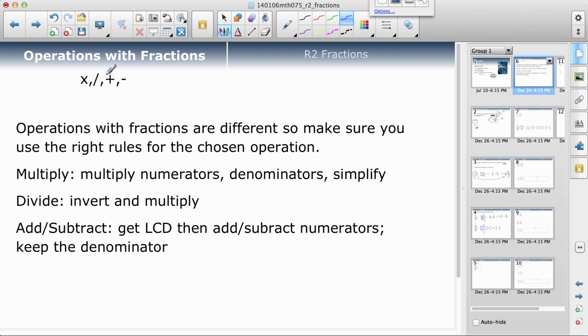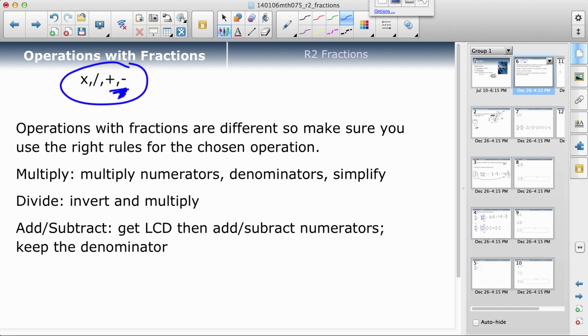Let's now turn our attention to operations. So we're going to be multiplying, adding, dividing, and subtracting. One thing with fractions, you've got to make sure that when you're doing the operations, you identify which operation you're doing, because there are different rules.